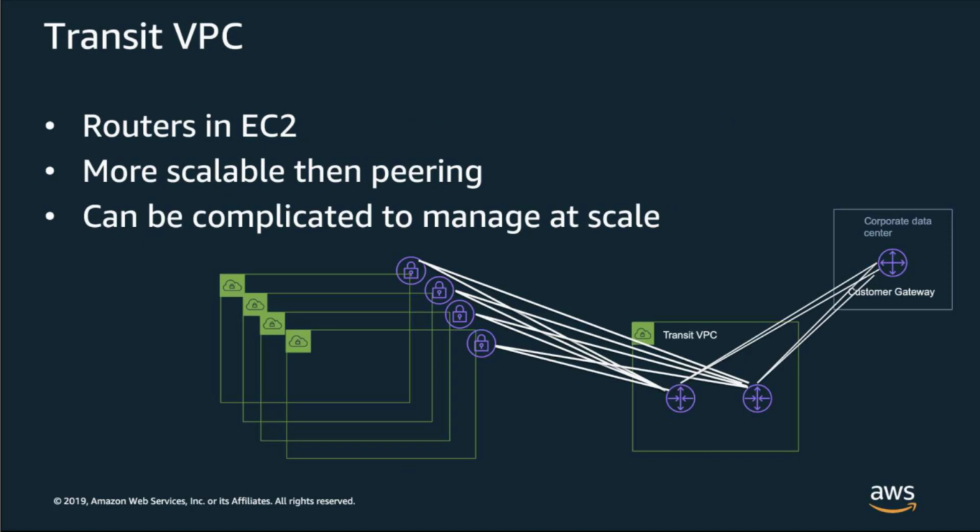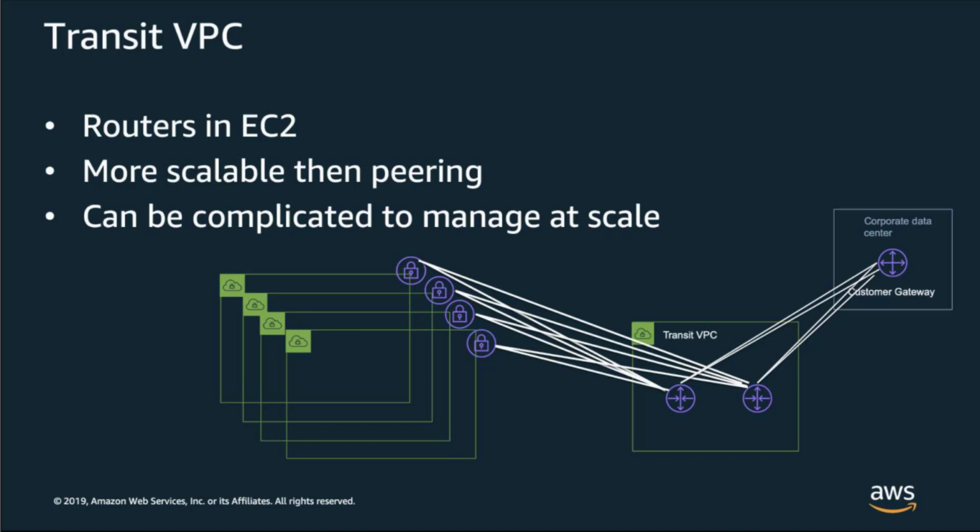Some of these limits actually brought us to come up with a design that we call Transit VPC. And this has been around for a few years. So we take the same type of router you know and love in your on-prem environment, and we run it in an EC2 instance. And we call this VPC a transit VPC. So in this instance, in the middle here, we have two of them up and running, and they would be typically deployed in different availability zones.